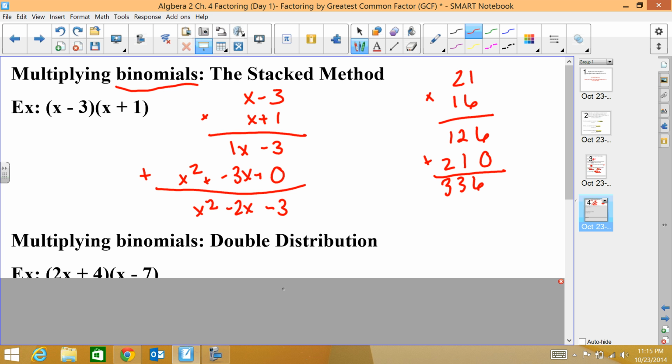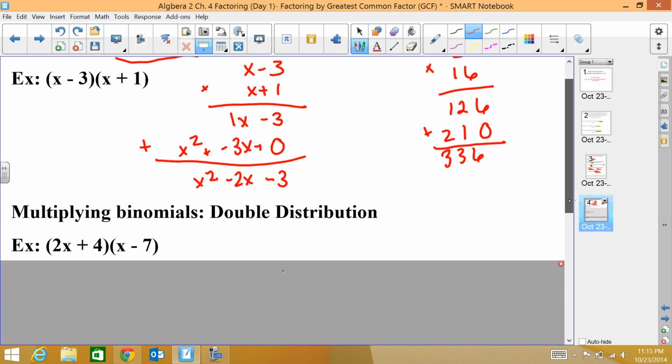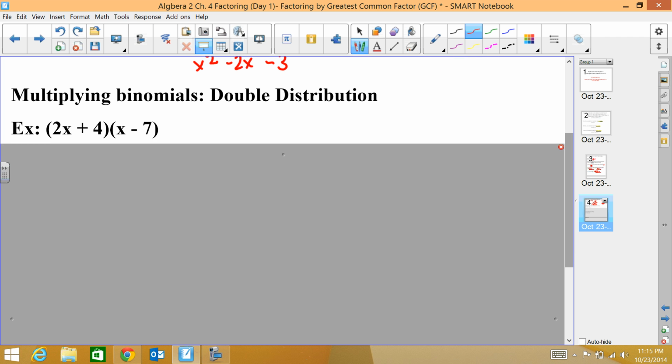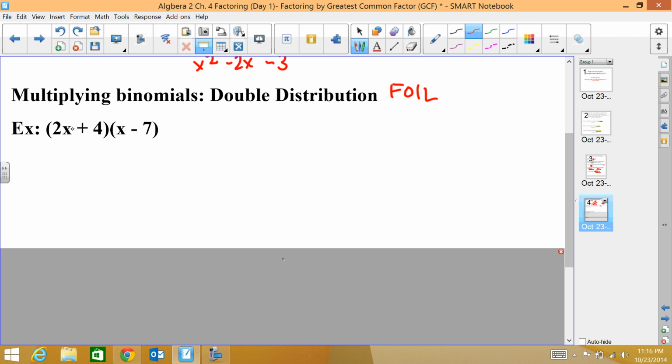Now the more common method that you guys might have seen before is called double distribution. This is also known as FOIL, which stands for first, outside, inside, last. I don't particularly like that acronym because people get confused on what they're supposed to do. So I teach it as double distribution, which is the same thing really. So normally when we multiply a number outside times a number inside the parentheses, that's distribution. And in this case, we have two numbers to distribute.